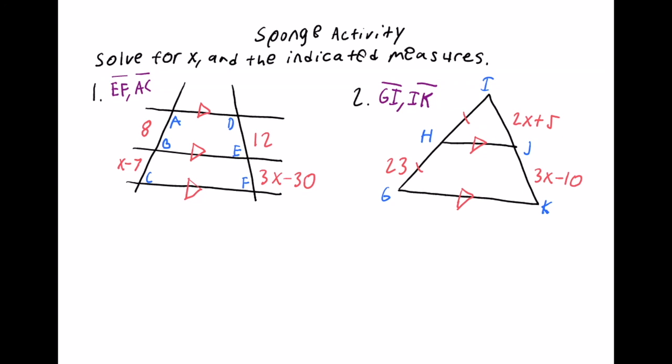Now time for the sponge. I want you to solve for x and the indicated measures. So in the first problem, we've got these parallel lines here. And with those parallel lines, when they intersect, they make points A, B, C, D, E, F. So I want you to use what we just learned to solve for x, but then also find EF and AC. What are the measures of those lengths?